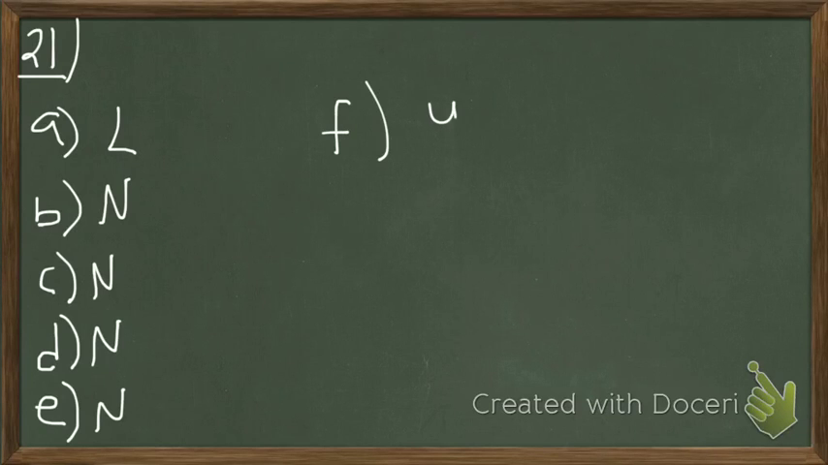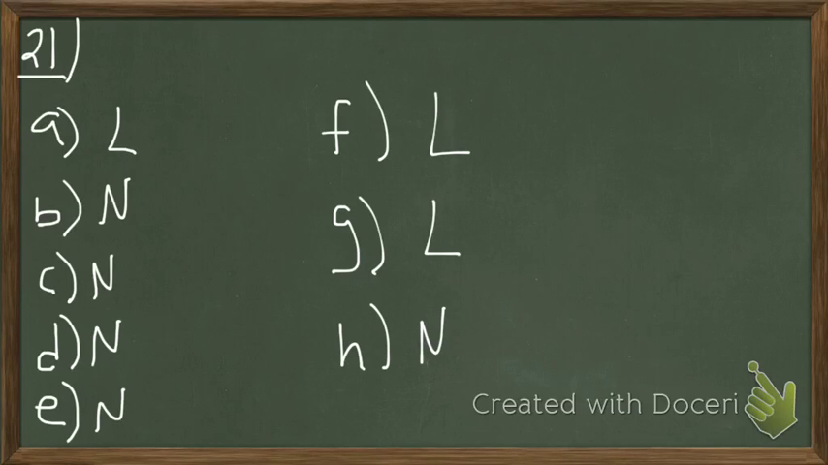F, linear. Right? y equals a constant. This is a horizontal line. G, linear. That's the equation of a line in standard form. H, not linear. We have an x squared. Come on, H. Okay.